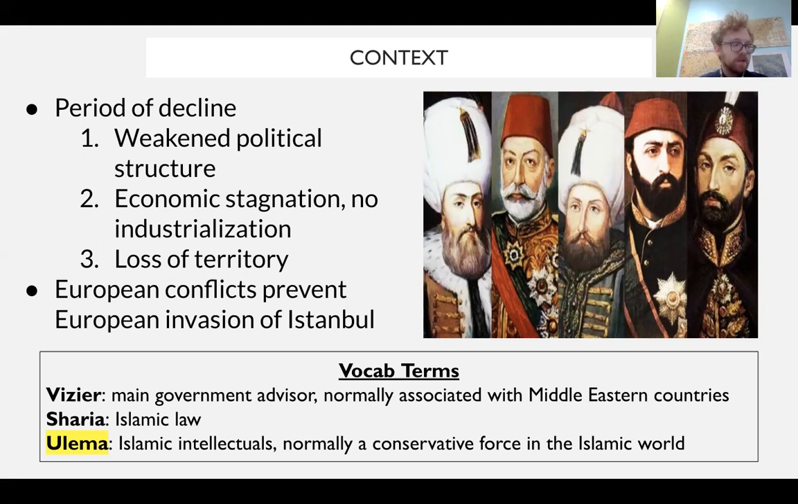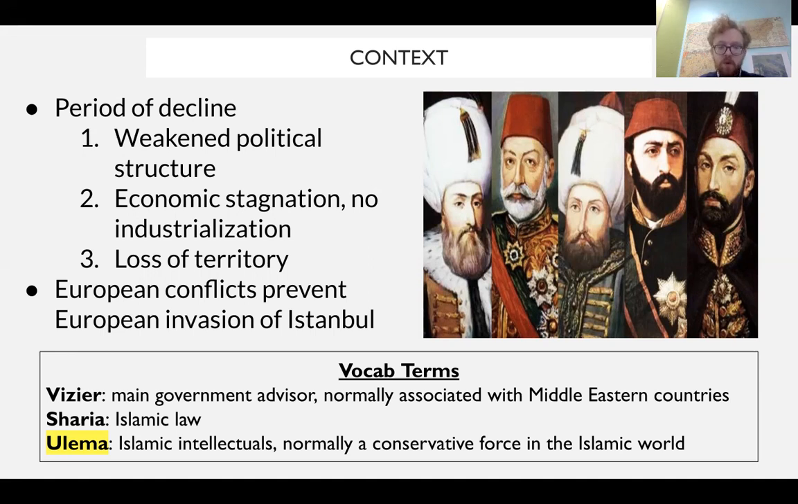Let's look at them. Firstly, we have a weakened political structure in the Ottoman Empire. We have very corrupt sultans, and we have not clear rules of succession anymore. There's a lot of debates over who should be the next sultan. So there are a lot of tensions within the royal family between the different Ottoman politicians competing for more influence over the sultan. We also increasingly see a less powerful sultan figure himself.